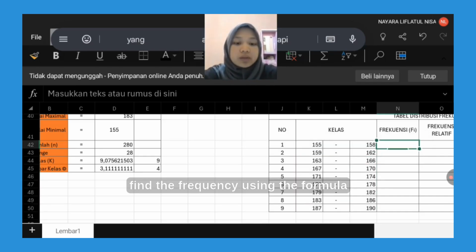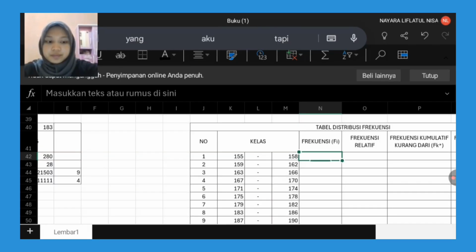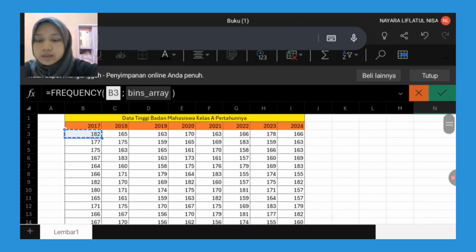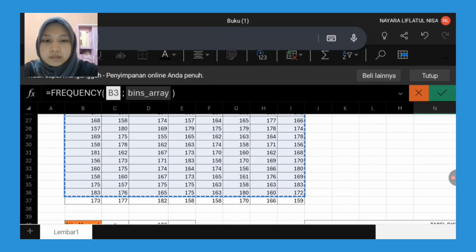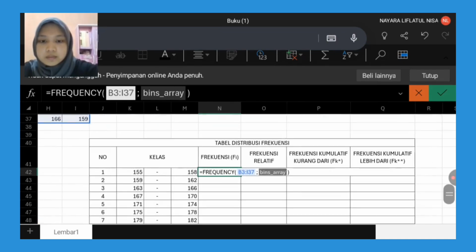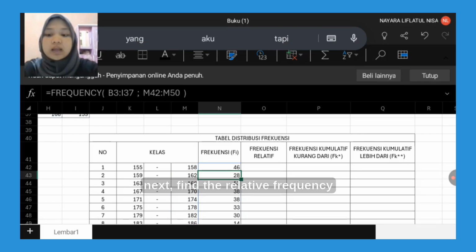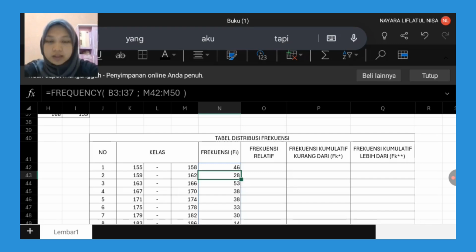Then find the frequency using the formula equal FREQUENCY. Next, find the relative frequency by dividing the frequency by the amount of data and then multiplying by 100.